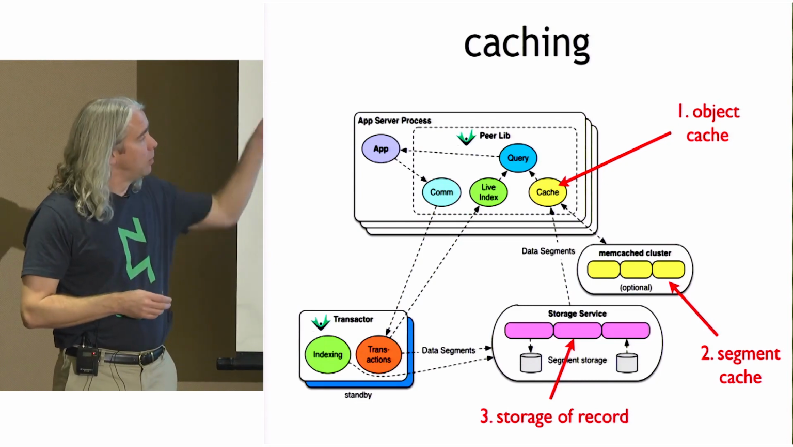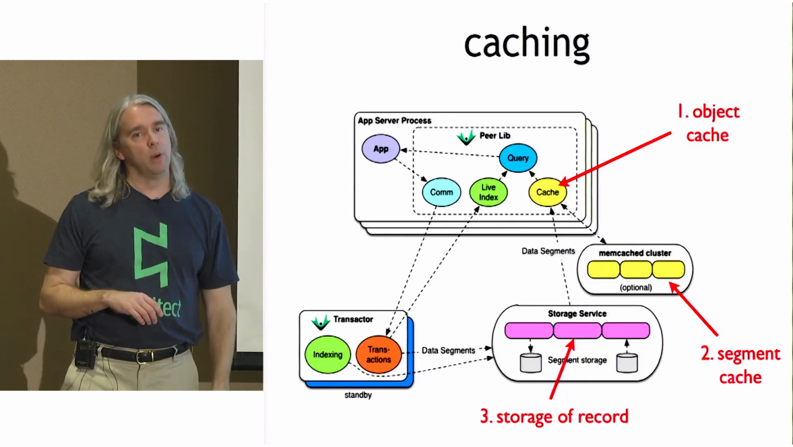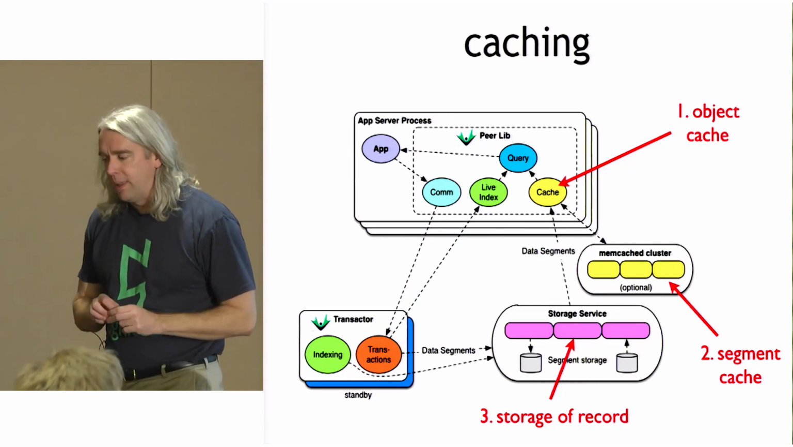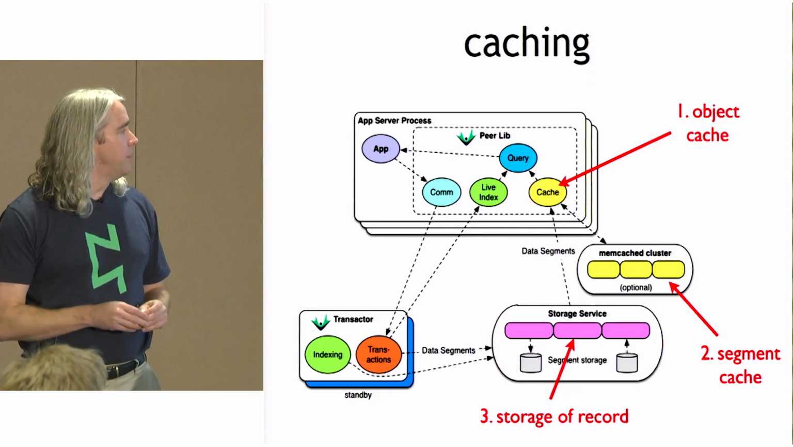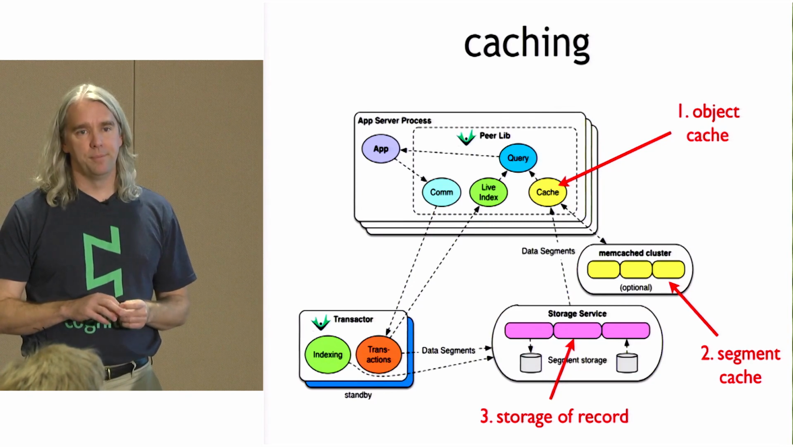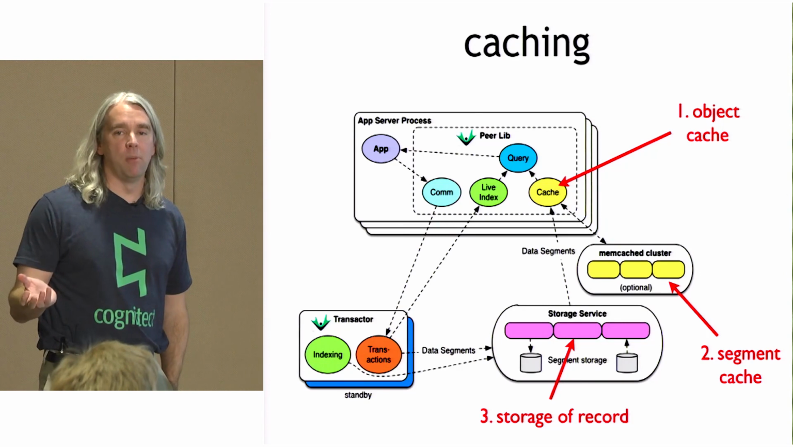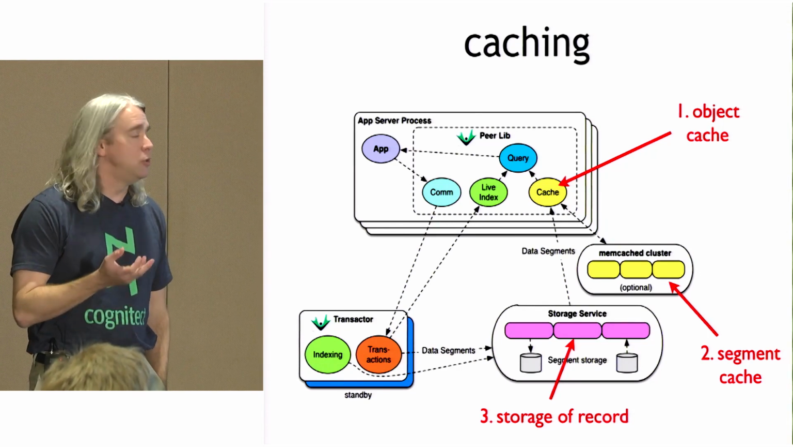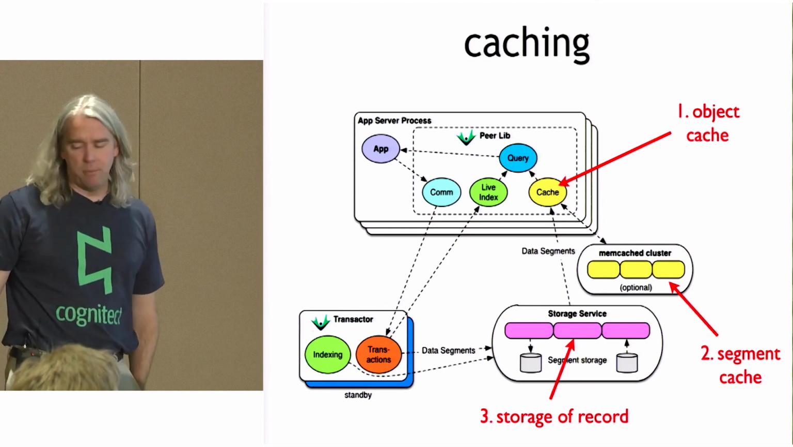The second place it will look is in a memcache cluster, if you turn that on. You can leave out this piece entirely if you want to. And then the third place it will look for information is in the storage of record, right, where the stuff is actually stored in a long-term way. So in order to understand how your system is going to work and what performance characteristics it's going to have as you go to larger systems and larger databases, you need to kind of have this picture in mind.